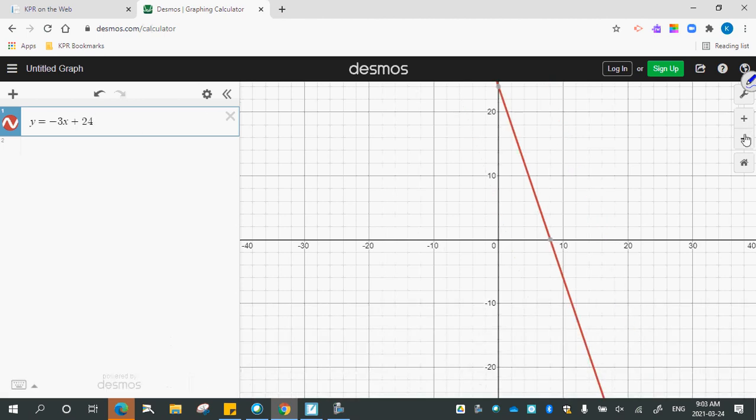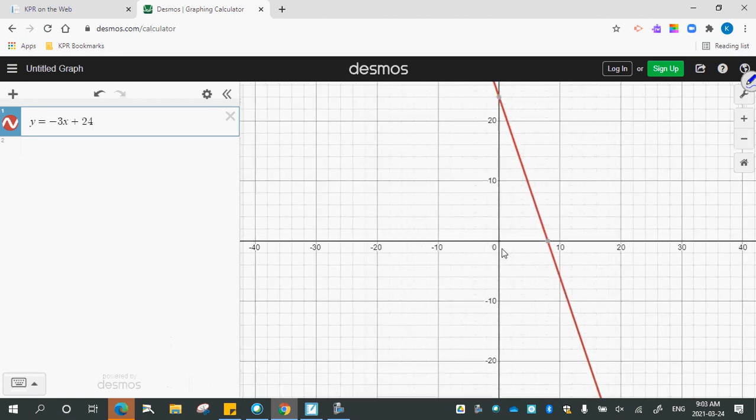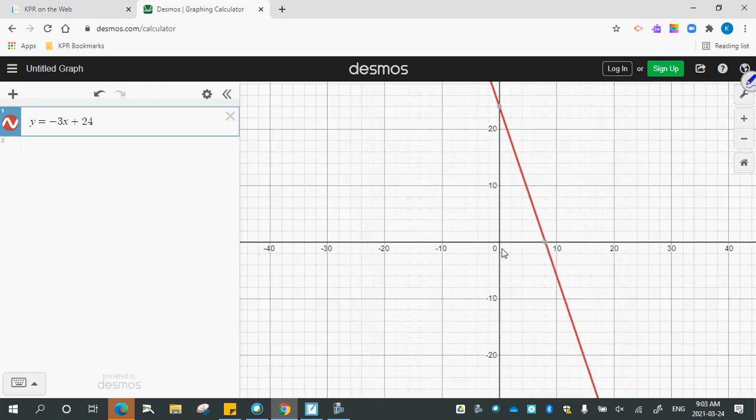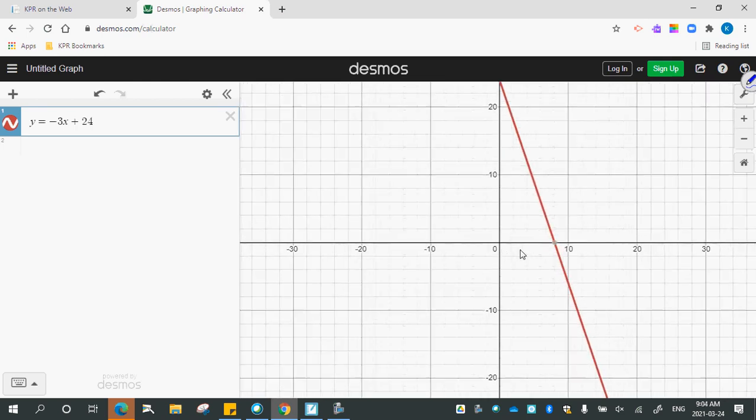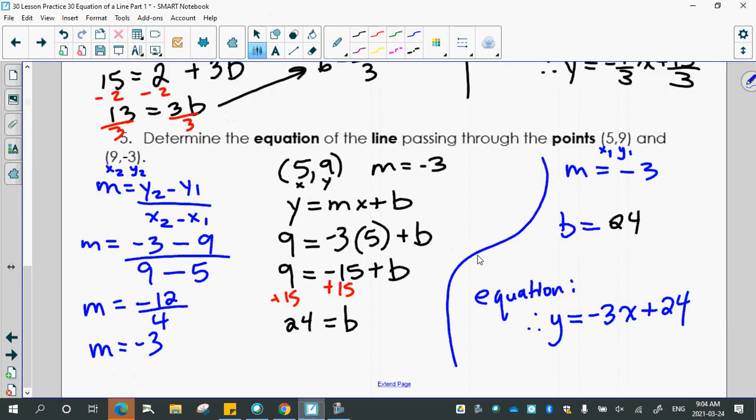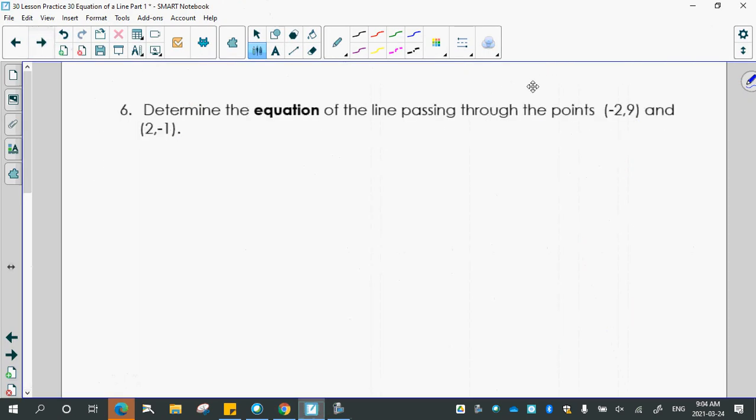And I'll rein it in here. What points was it supposed to go through? What were the 2 points? No, the 2 points they gave originally. Okay, 5, 9. 5, 9 is, yep, right there. And what was the other one? Yep, that one's right here, 9, negative 3. Okay, so you can check your work using Desmos, which is good to know for you guys.